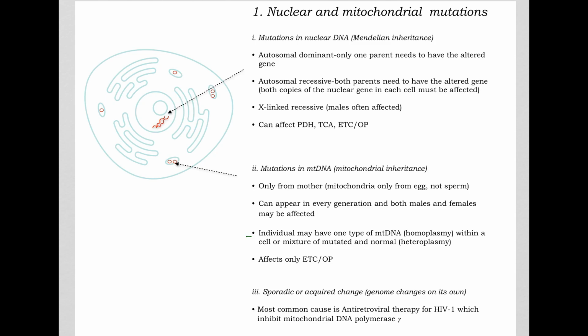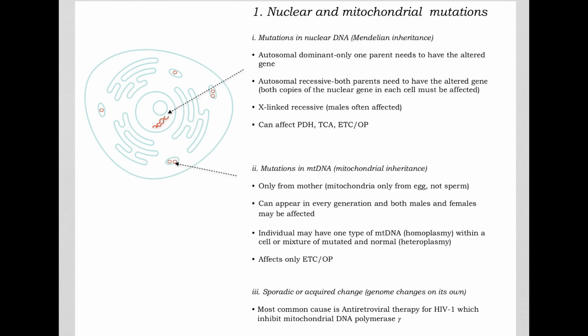Since mitochondria are randomly partitioned between the daughter cells, an individual may have one type of mitochondria within a cell, what we call homoplasmy, or one cell might have a mixture of mutated as well as normal mitochondria. That's called heteroplasmy. So if the mutation was in mitochondrial DNA, then only the ETC/OXPHOS will be affected.